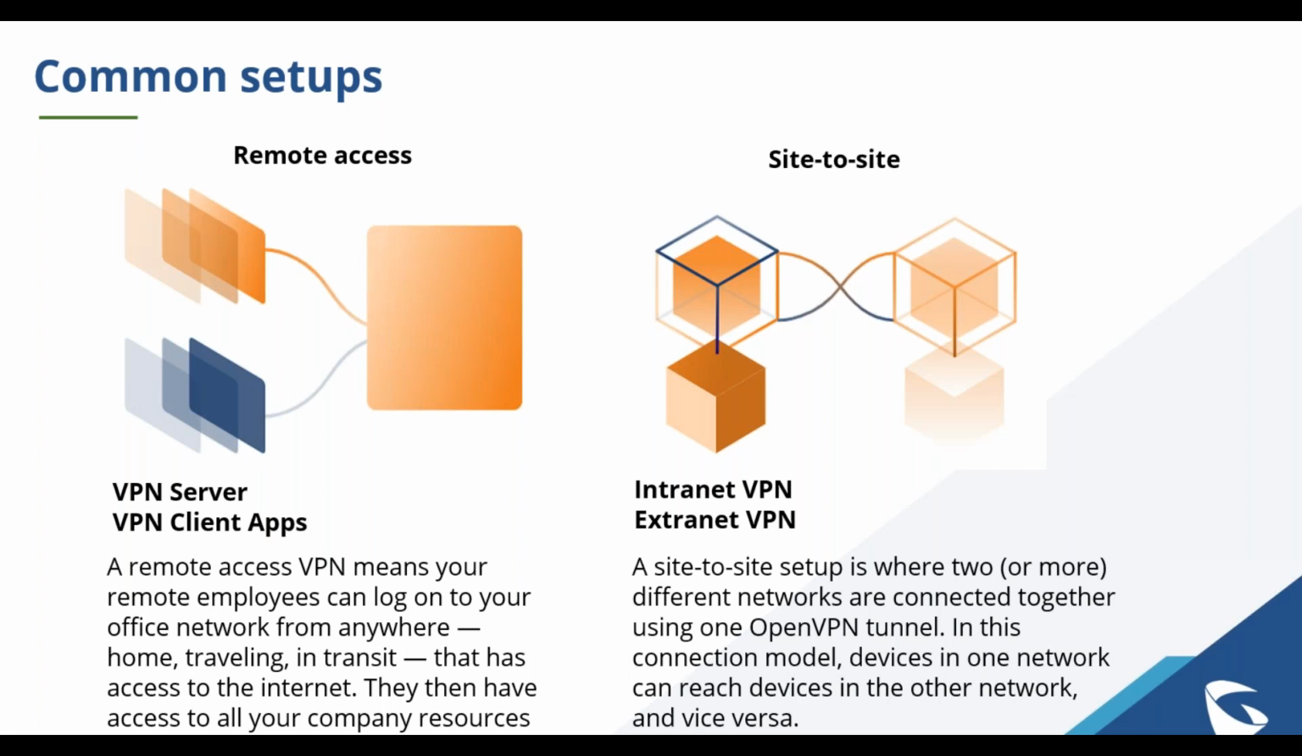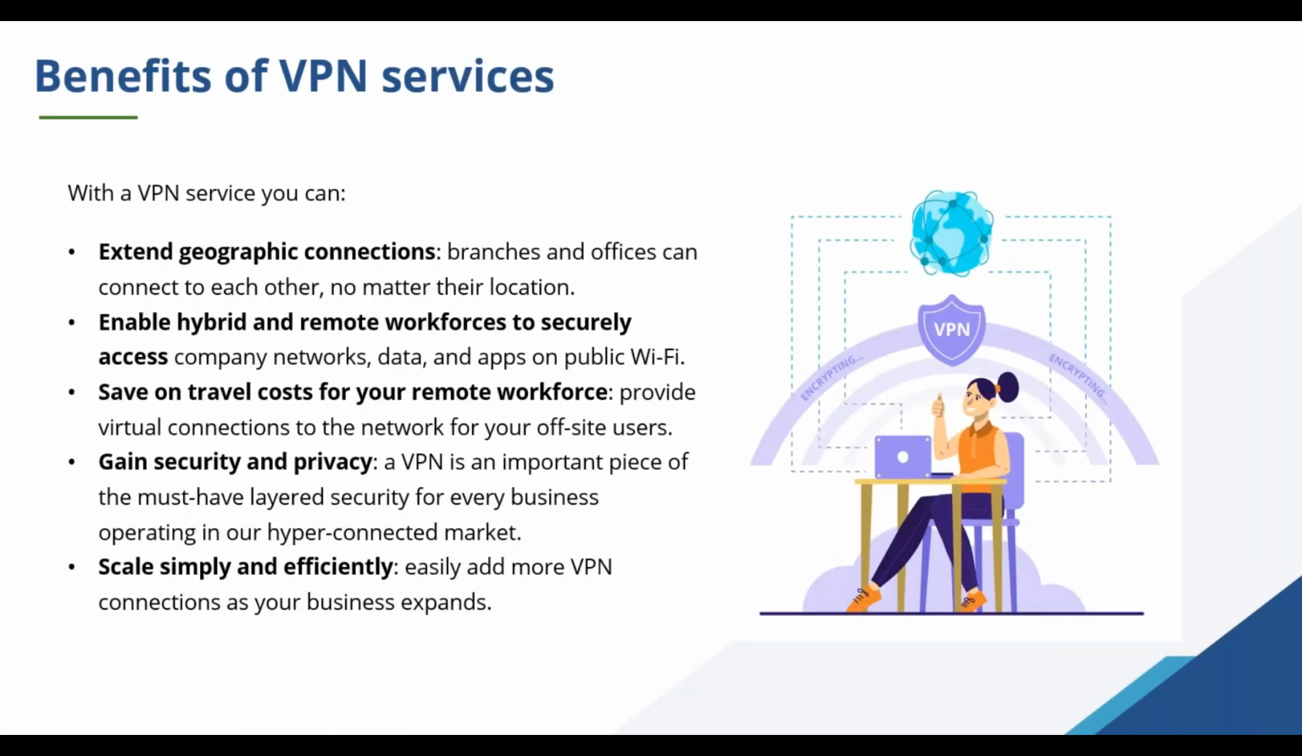Okay, let's continue. Now, one of the benefits of the VPN services is that it extends geographic connections. Branches and offices can connect to each other, no matter their location. As long as the client has the ability to connect to the OpenVPN server via the internet, they will be capable of accessing the remote subnet resources. It enables hybrid and remote workforces to securely access company networks, data, and applications on public Wi-Fi.